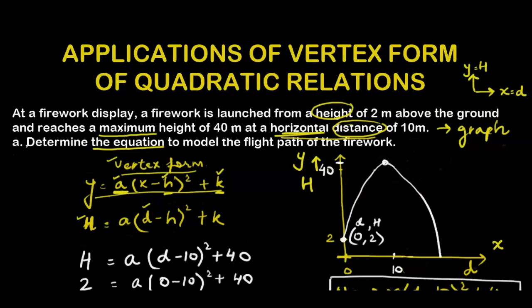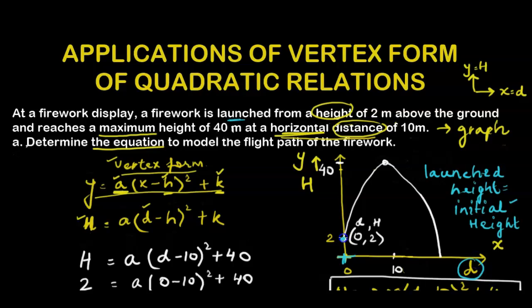Now coming back to the question, they say the firework is launched from a height of 2 meters. Because its launching height is 2 meters, that means 2 meters is the height when distance is 0. So launching height is always the initial height, and initial height means the height when the other variable, the x value, is 0, and we would mark that here somewhere.